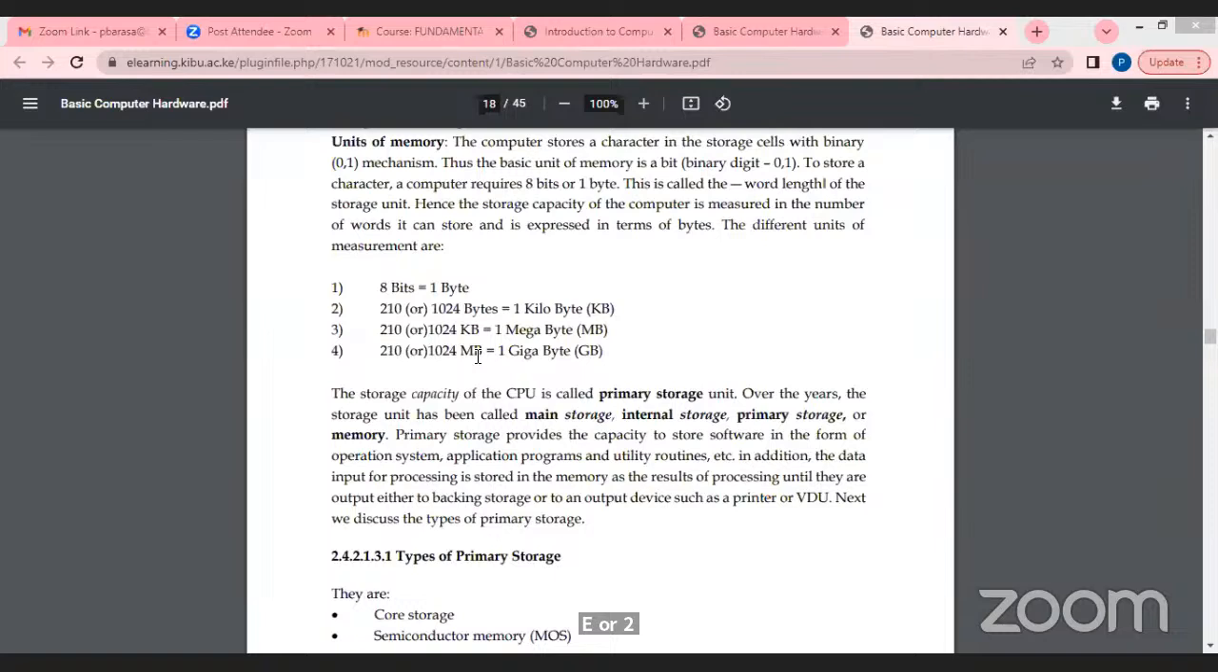Kamau has 10 million kilobytes of data. Kamau wants to buy a flash disk. What capacity of flash disk will Kamau buy in gigabytes? Is that question clear?